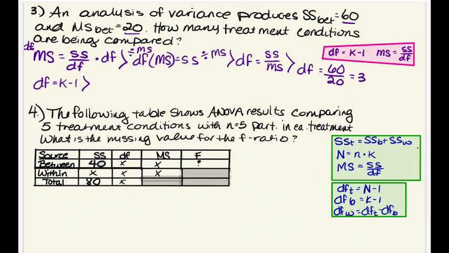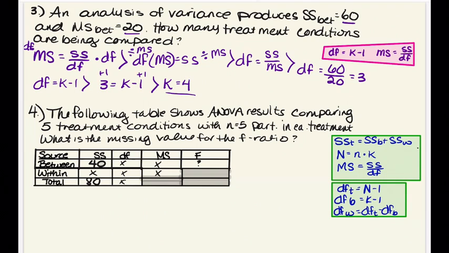Then we can use our degrees of freedom formula to determine how many treatment conditions are being compared. We'll plug our degrees of freedom in, add 1 to each side, and we come up with 4 treatment conditions.